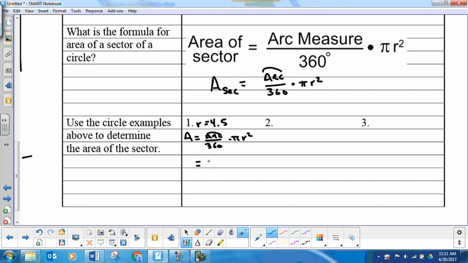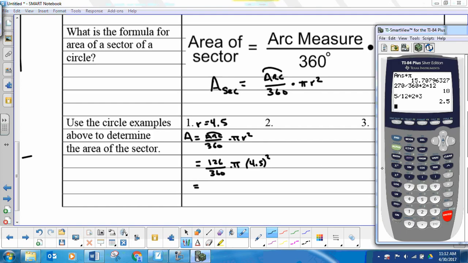So my arc measure above was 126 divided by 360 times pi times r squared. And I just put in parentheses because I'm a math geek and sometimes I just kind of do that. But because this is all multiplication, it's very forgiving. You don't have to worry too much about it.